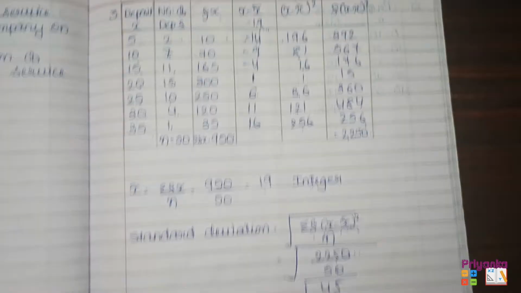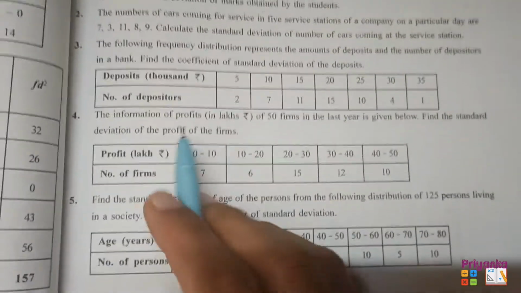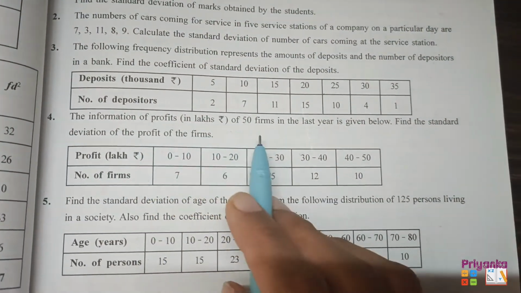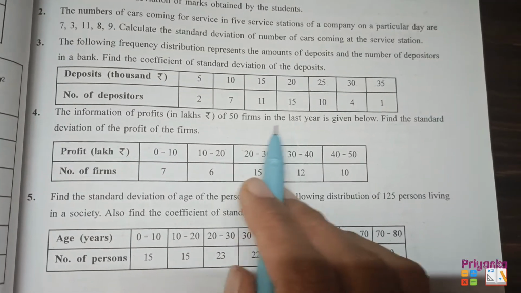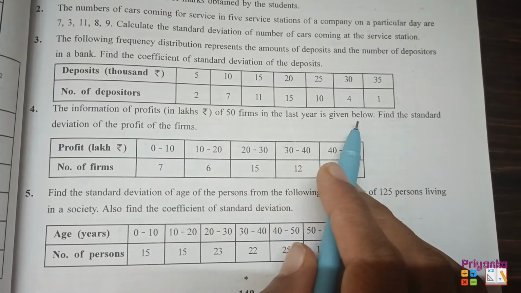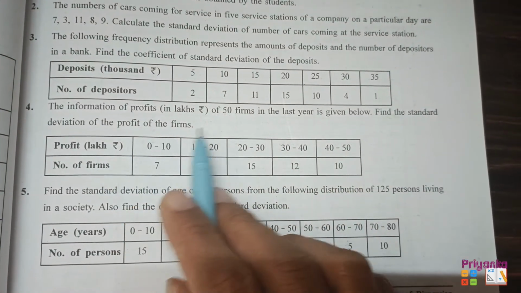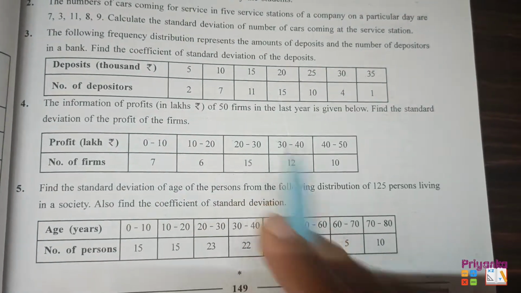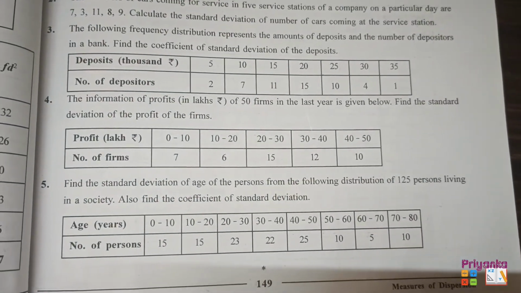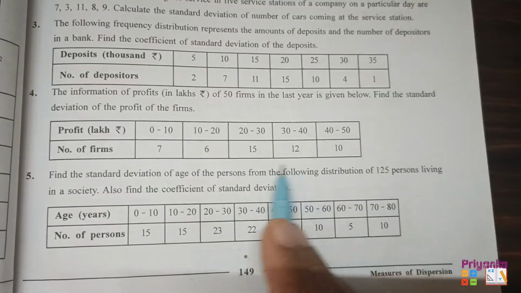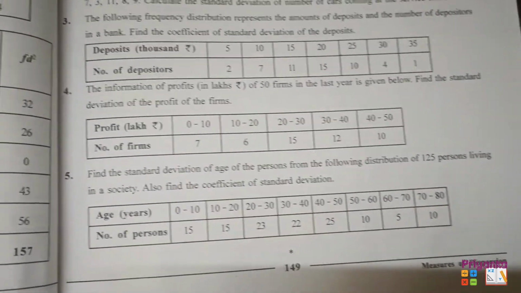Next, moving to the next question, number 4. The information of profit in lakh of 50 firms in the last year is given below. Find the standard deviation of the profit of the firm. Here you can see the information is given in a continuous frequency distribution. So on this base, obviously first we will find the mid value.